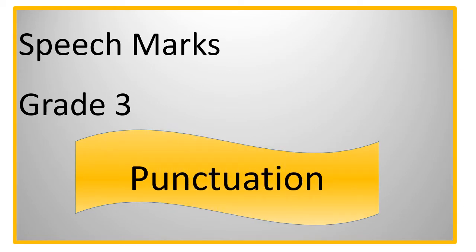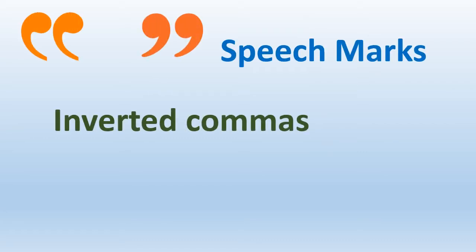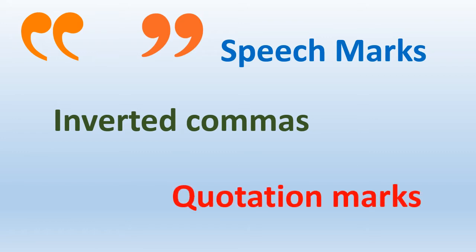In this activity, we are going to look at a feature of punctuation. That feature is how to use speech marks. Speech marks, or inverted commas, or quotation marks, have a singular purpose. Their purpose is to show the exact language, either spoken or written, that has come from a specific person.